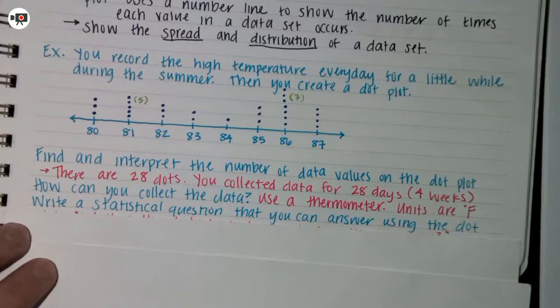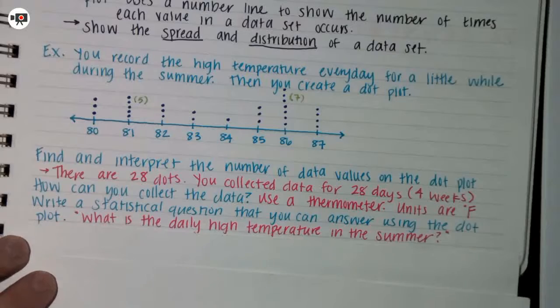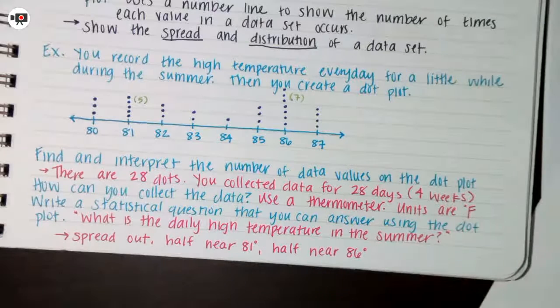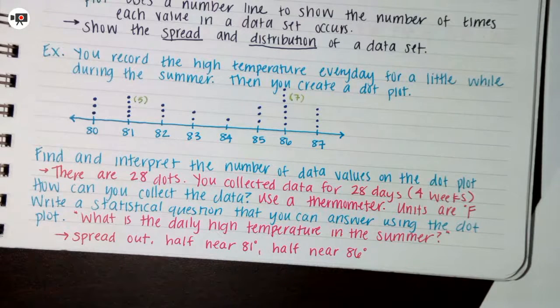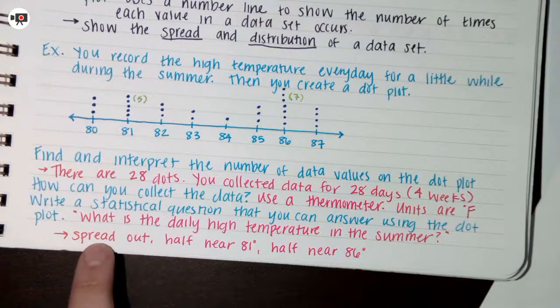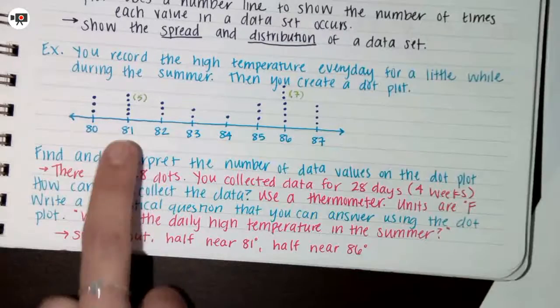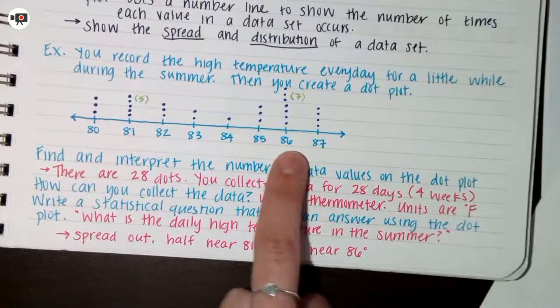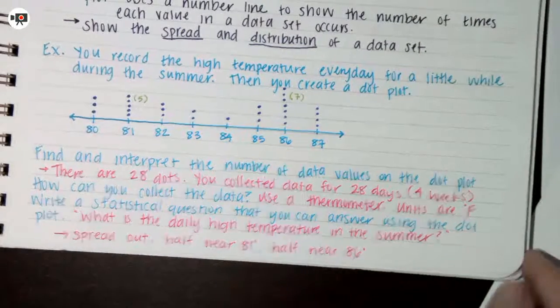Write a statistical question that you can answer using the dot plot. One possible question would be, what is the daily high temperature in the summer? You would have to have it answered where it is spread out. About half of it is near 81, and about half of it is near 86 degrees.